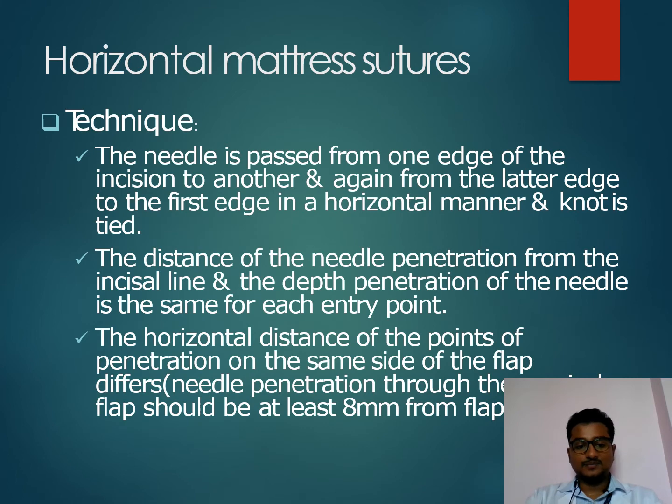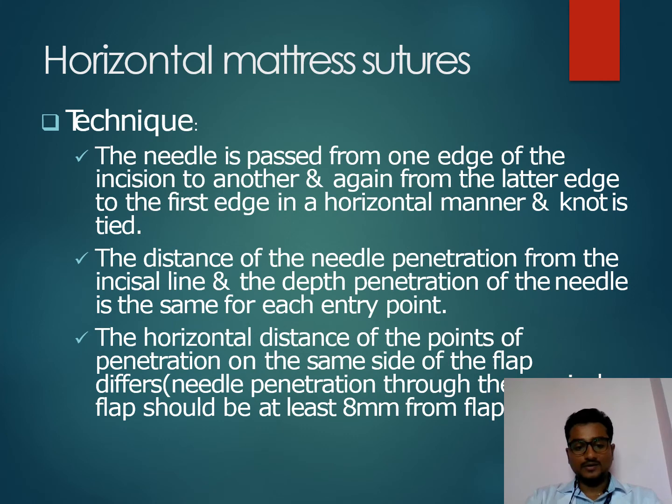Technique: the needle is passed from one edge of the incision to the other edge, and again from the latter edge back to the first edge in a horizontal manner. The knot is tied. The distance of needle penetration from the incision line and the depth of penetration of the needle are the same for each entry point.